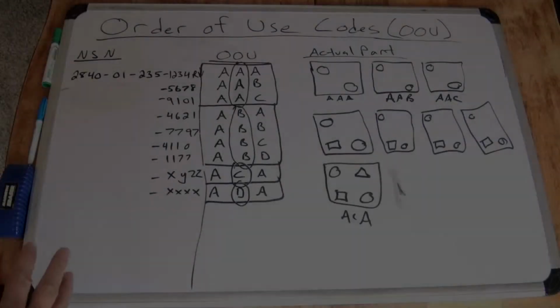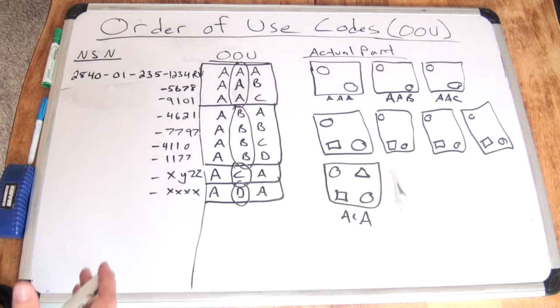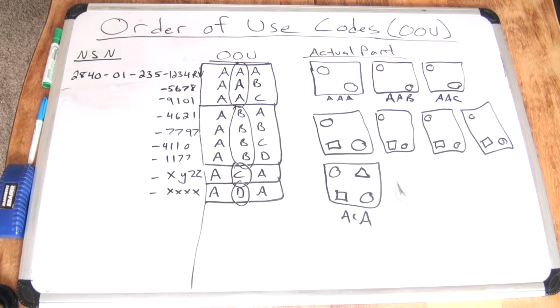I created this chart to describe some order of use codes and examples to give a better feeling of what they actually are. So what order of use does is it interrelates stock numbers. It gives you the relationship between the stock numbers, namely if it's a one-way interchangeable stock number or a two-way interchangeable stock number. And I'll get into that here in a moment. First, let me describe my chart here.